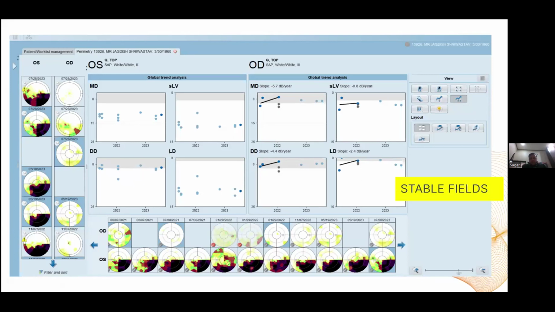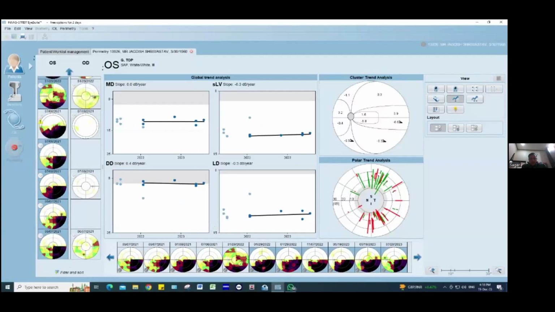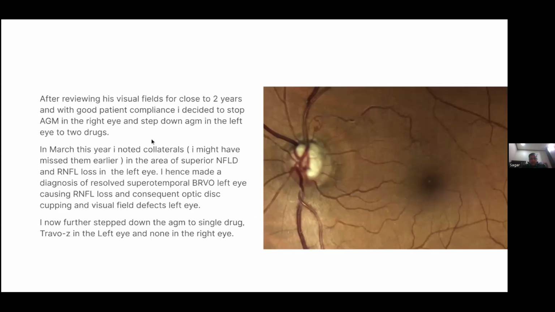Very importantly, the pressures have always stayed around 12 millimeters of mercury. In glaucoma, it is rare that you get such a stable intraocular pressure. Here is the progression analysis of the left eye. You see a very straight line in the graph, so very stable fields. After reviewing his visual fields for close to 2 years and with good compliance, I decided to stop anti-glaucoma medication in the right eye and step down the medication in the left eye.